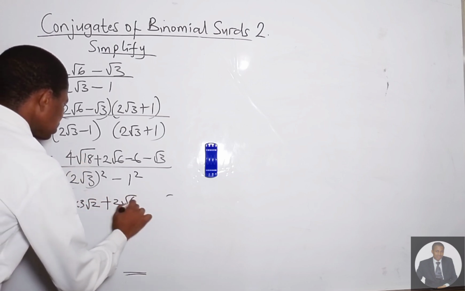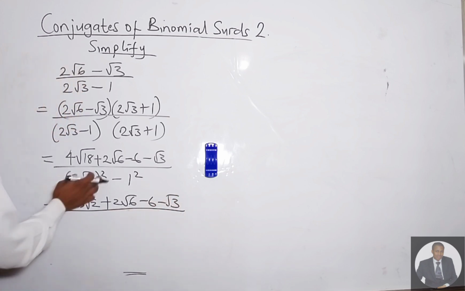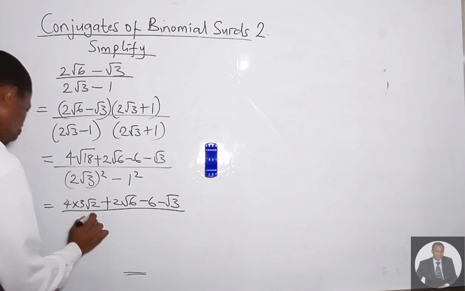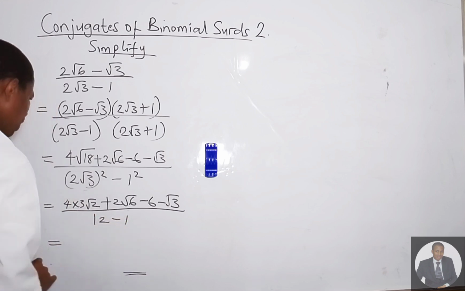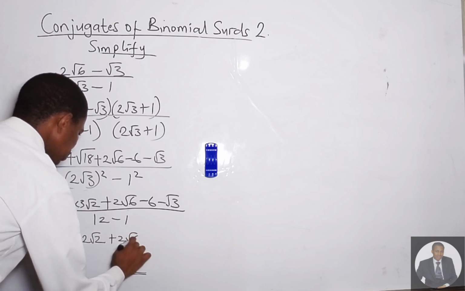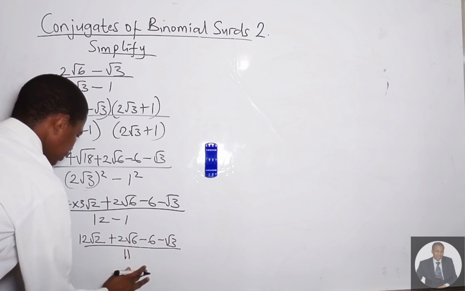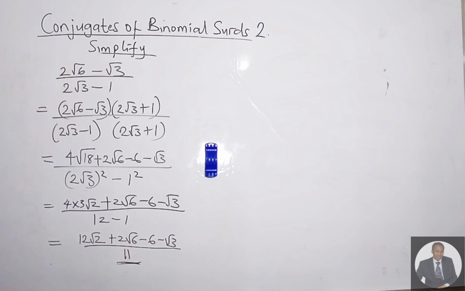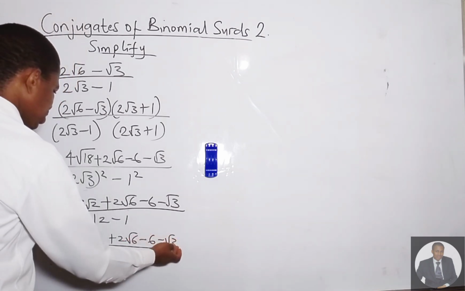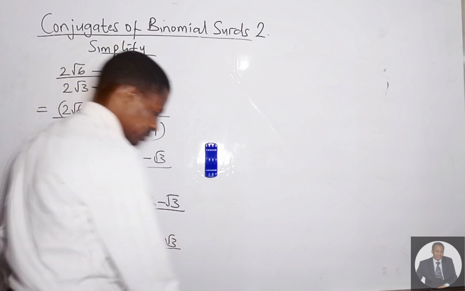Plus 2 root 6 minus 6 minus root 3 all over 2 root 3 squared is 2 times 2, 4. 4 times 3, 12. 12 minus 1. So what we have will be 12 root 2 plus 2 root 6 minus 6 minus root 3 all over 11. That will be our final answer this way. We can bring the minus 6 here and bring the minus root 3 this other way. But this is also okay as our answer.